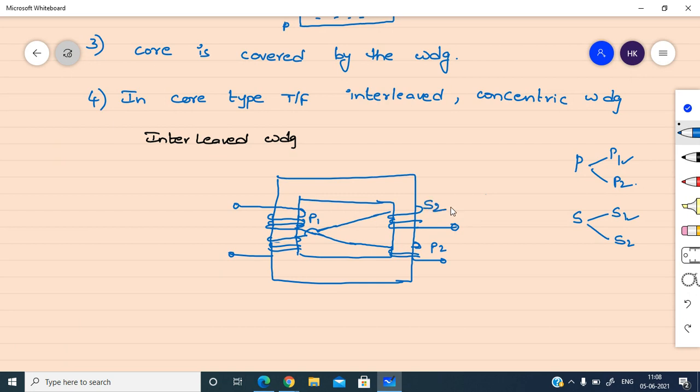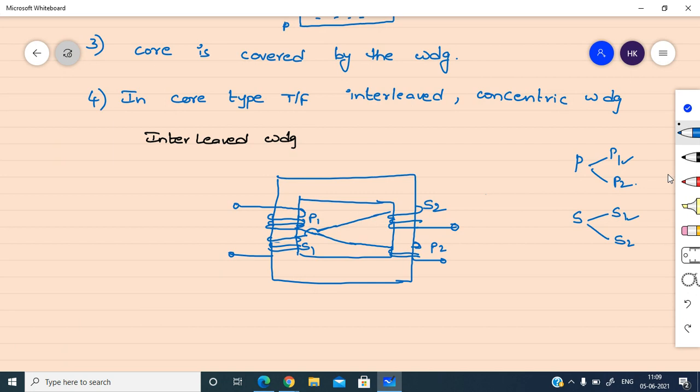Now this is your S2. This is S1. So one part of primary and one part of secondary will be connected on this limb, and one part of primary and one part of secondary is connected on this limb. So this type of winding is called interleaved winding. This is used to reduce the leakage flux.